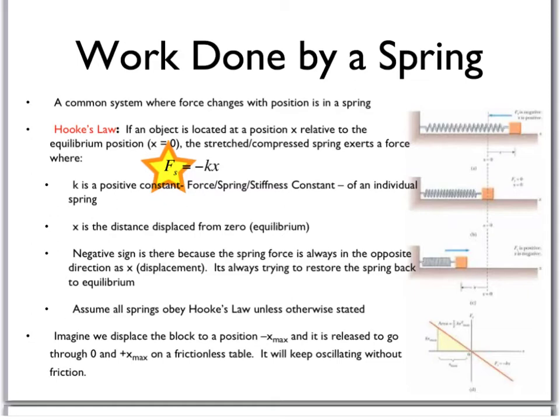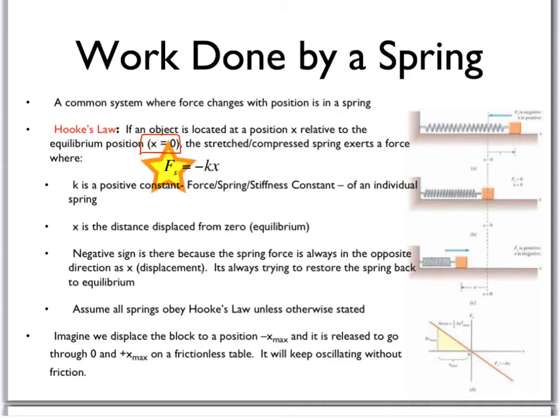Hooke's law basically says that if an object is located at some position x relative to the equilibrium, where the equilibrium would be considered x equals 0, or an unstretched, uncompressed spring, then the stretched or compressed spring would exert a force where the force by the spring is equal to negative kx. K here is a positive constant. It's sometimes called the force constant, spring constant, or stiffness constant. Basically, it's a constant given to an individual spring. The stiffer that spring is, the higher the k value would be. And x is the distance displaced from 0, or from the equilibrium position.